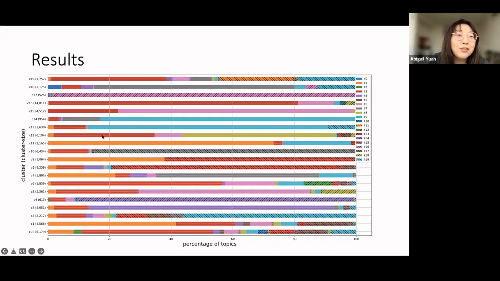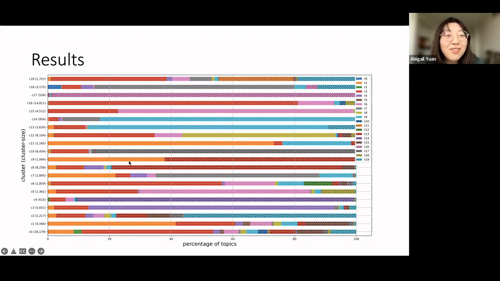And this is the result for the distribution of topics per cluster. Each bar of this figure represents a cluster, and the colored segments are topics. We have the x-axis as the percentage of topics, so it goes from 0% to 100%. And the y-axis represents the clusters. Within the brackets, we have the cluster size, which is the number of documents.